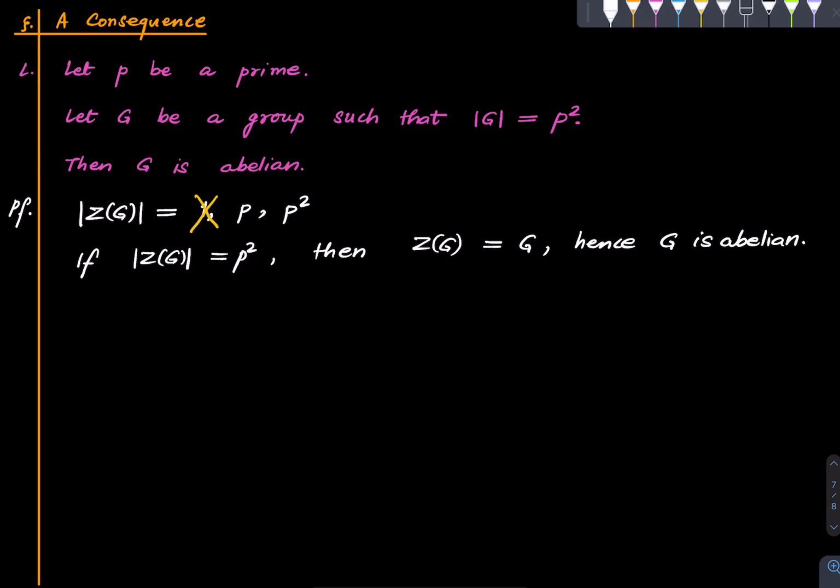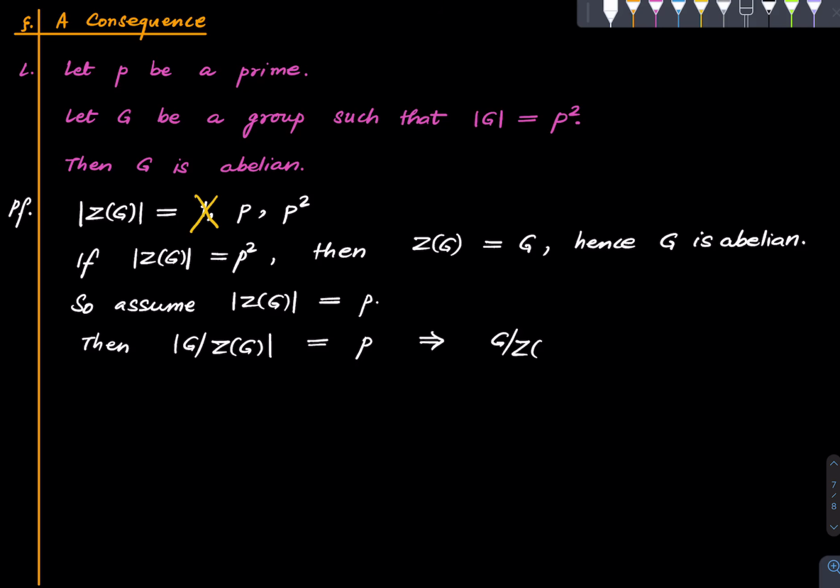And now the only case that we need to deal with: assume that the size of the center is P. Then what is the size of G mod Z(G)? Z(G) is an abelian, normal subgroup, so it is legitimate to take this quotient, and therefore the size of this is P. This implies this is a cyclic group. Every group of prime cardinality is cyclic. You can see that immediately by using Lagrange's theorem. And therefore, by the star marked exercise, G is abelian.